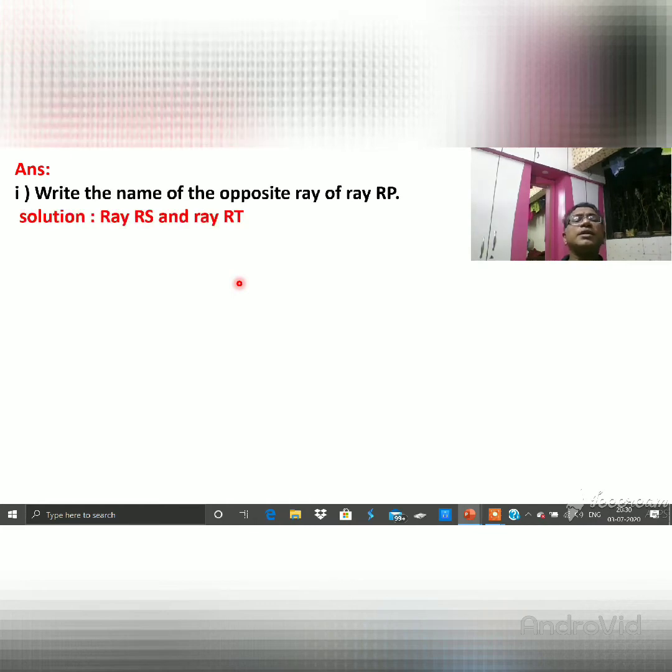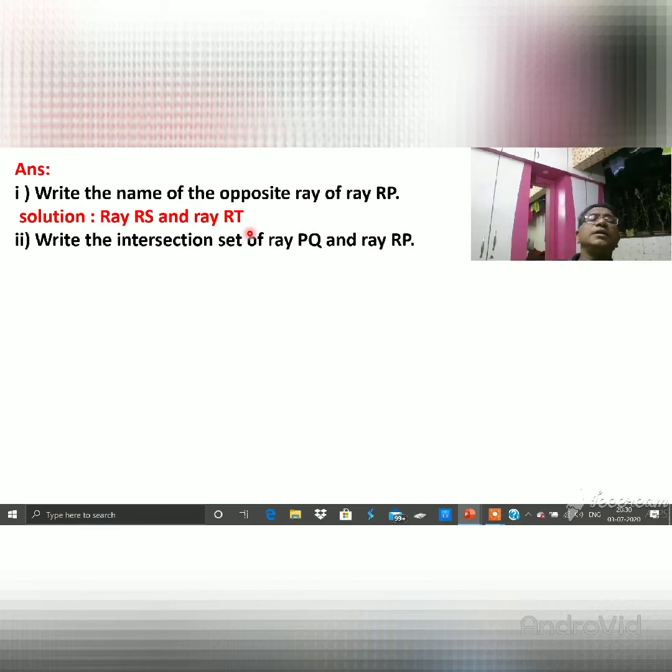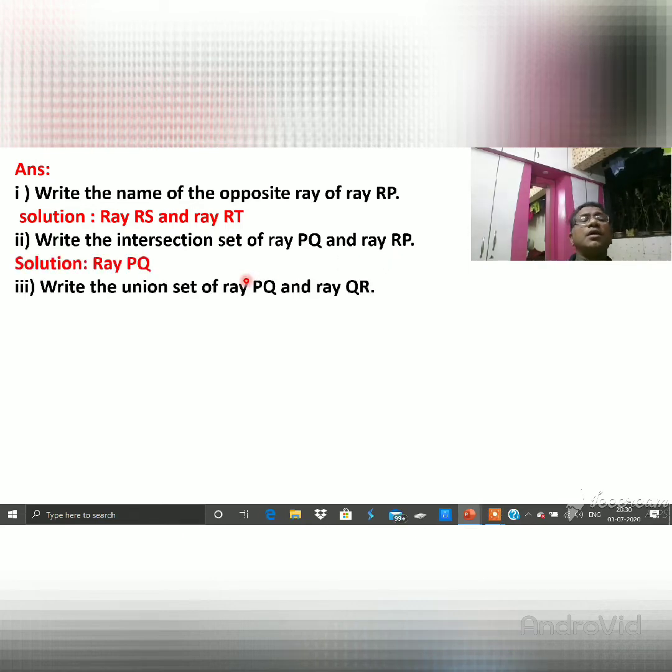Such a way we can write the opposite ray. So here is ray RS and ray RT. And I will show you another also given there, RS and RT. Then second, write the intersection set of ray PQ and ray RP. So the intersection of ray PQ and ray RP is ray PQ. So see here, the answer is ray PQ. Why? I can explain with the help of a diagram and you will understand this. If anyone doubts, then you can ask me.